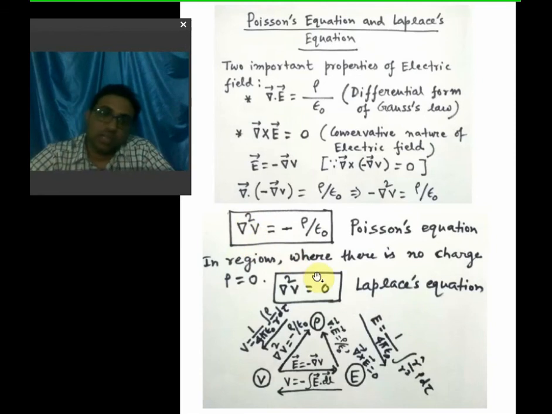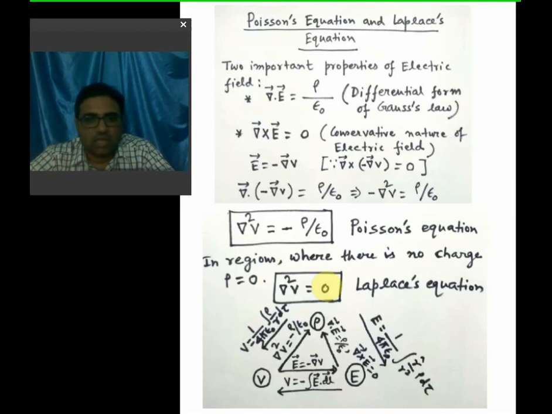Del square is the Laplacian operator. This operator is called the Laplacian operator, and in Cartesian coordinates the form is del square by del x square plus del square by del y square plus del square by del z square. Okay, so this is the Cartesian form. In spherical polar coordinates there will be r, theta, phi components.